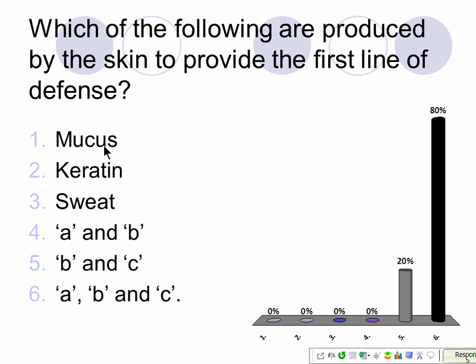Your epithelium here, it does not produce mucus. Sweat glands produce a very thin watery fluid, and sebaceous glands produce sebum, which is oily. They are oil glands. Okay, so mucus is not produced by the skin. It's produced by the mucous membranes. So it was B and C.